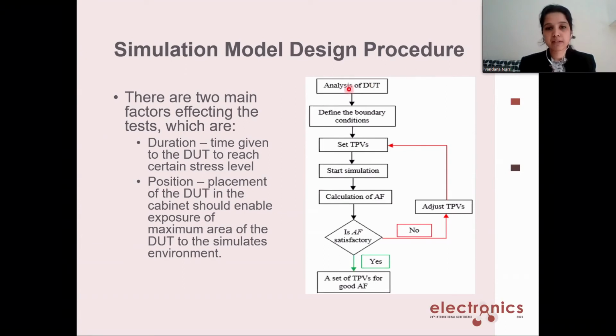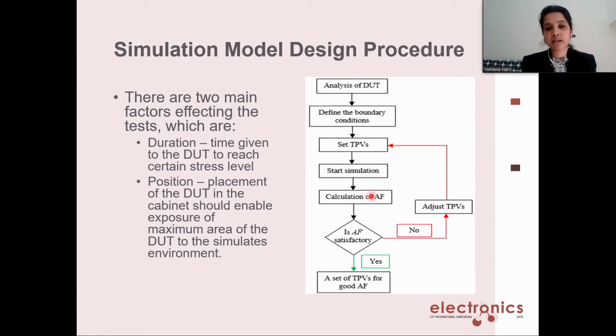So the first step is to analyze the DUT and replicate it in the simulation tool, and then define the boundary conditions. And these boundary conditions depend on what type of accelerated test you are performing. It could be temperature, it could be humidity, it could be vibration, etc. So once we define the boundaries and have a design for the DUT, we set test parameter values, maybe from the standards and the experience that we have.